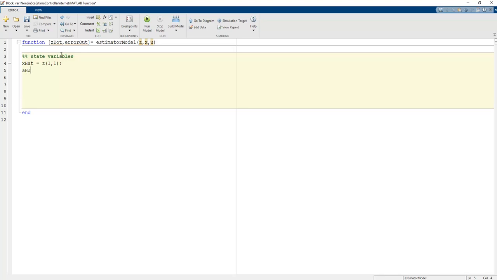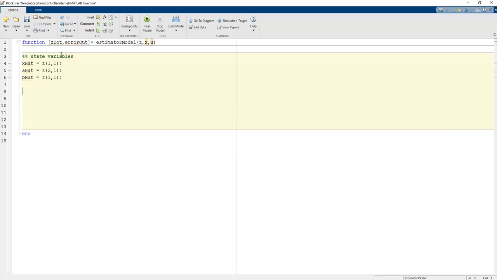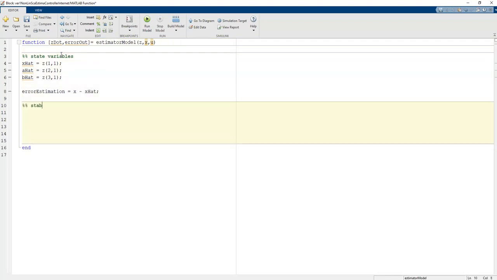A hat is equal to Z2, 1 and B hat is equal to Z3, 1. Okay. And also we need to obtain the error estimation value, or E1 value, in here: X minus X hat. Okay. And we need to give the stabilizer coefficients in here, like this one.